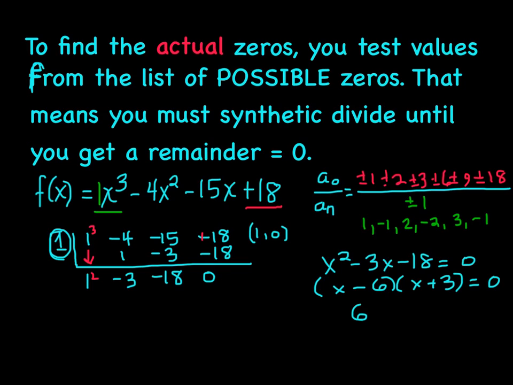So I get 6 and negative 3. So my three solutions are the original one that I divided by that gave me a 0, and then the positive 6 and the negative 3 that I get from my factors. Out of all of these possibles, I have 3. And we know it's 3 because of that. We know there are 3 total solutions because of that. We just don't know how many rationals.